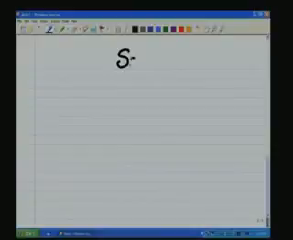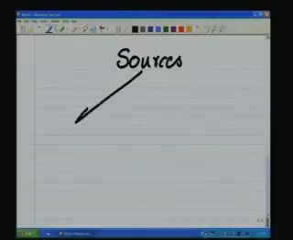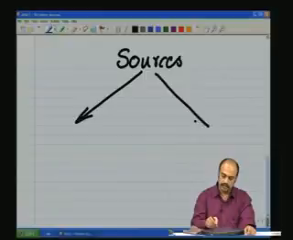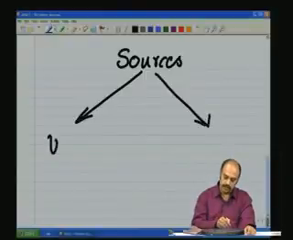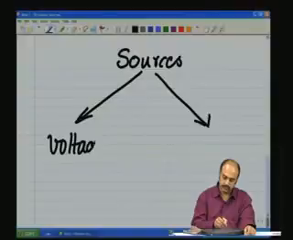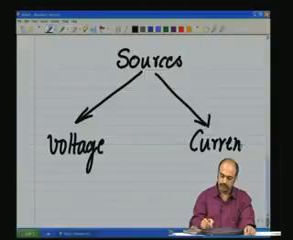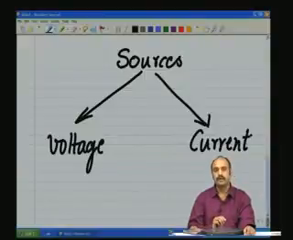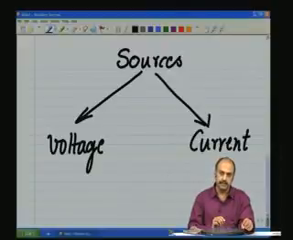Now, if you look at the sources themselves, electrical sources themselves, they can be broadly classified as voltage source and current source. In the voltage sources, the voltage is determined by the source and it is held constant. In the current source, the current is determined by the source and it is held constant.